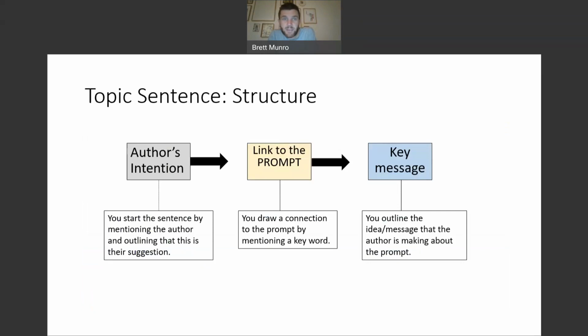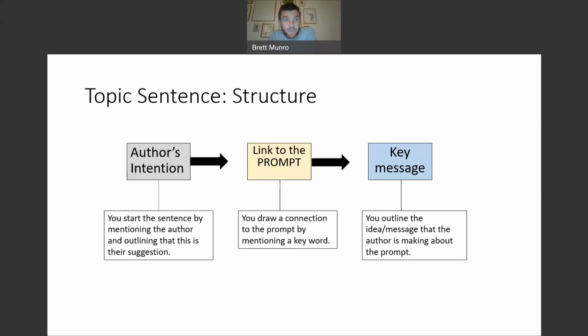The middle part is going to be your link to the prompt, and you're drawing a connection to the prompt by mentioning a single key word. So if the prompt is about love, you mention the word love. So it could be Jordan suggests that love, and then you outline your key message. And this is a key message or an idea that the author is making about the prompt. It's something that you've already established in your introduction. So it could be that love helps the characters develop a sense of identity.